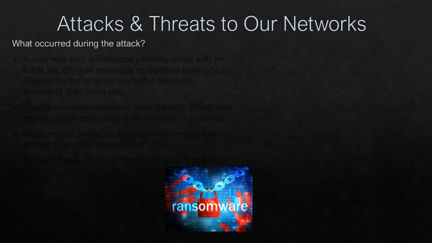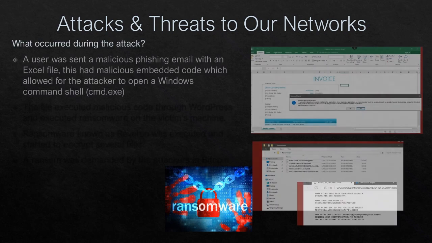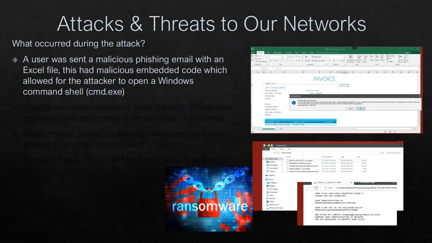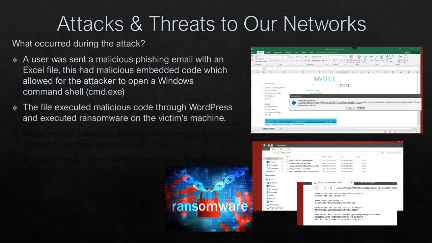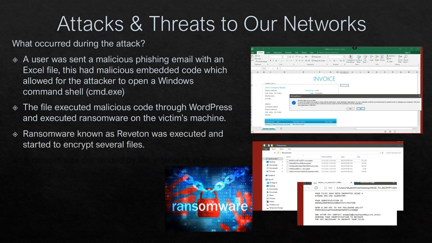So what occurred during this attack? It was found that a user was sent a malicious phishing email with an Excel file attached. This file had malicious code embedded in it, which allowed the attacker to open a Windows command shell on the system. The file executed malicious code through WordPress and executed ransomware on the victim's machine. This ransomware, known as Rebaton, was executed and started to encrypt several files. A ransom was then demanded by the attackers in Bitcoin.